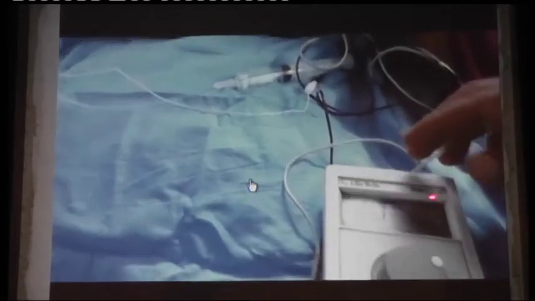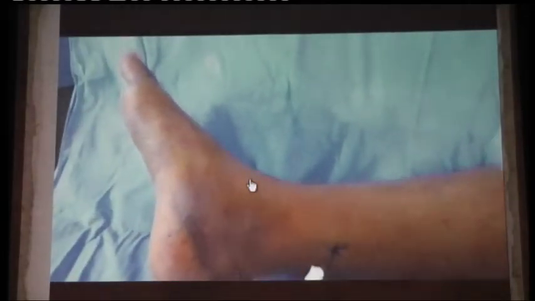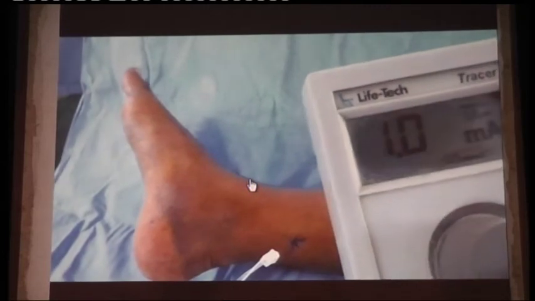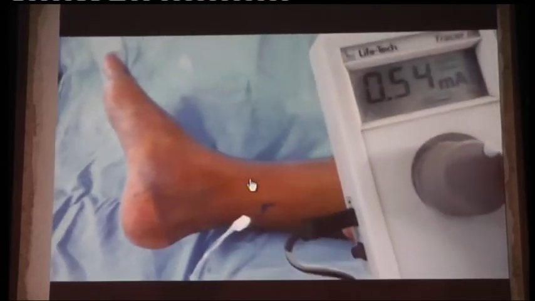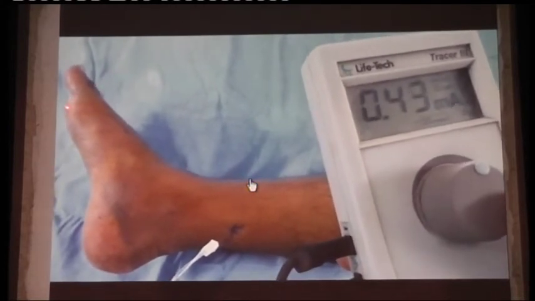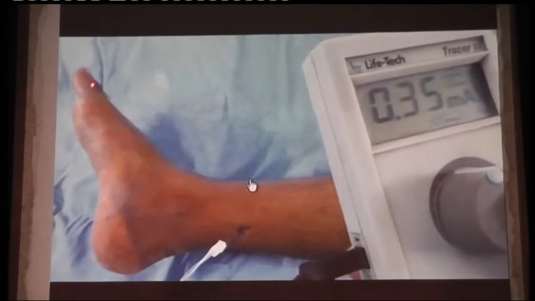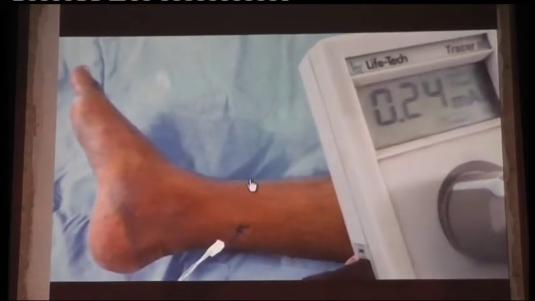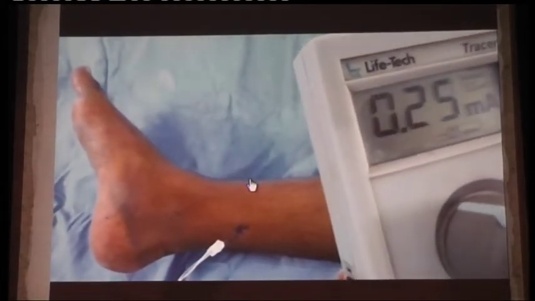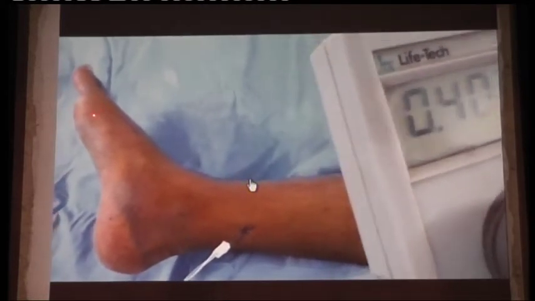It started with 1 milliampere current. Gradually, the assistant will go down to 0.4 milliampere. Response is still there at 0.4. It disappears below that. That is important. Again, he has increased it. The response reappears.